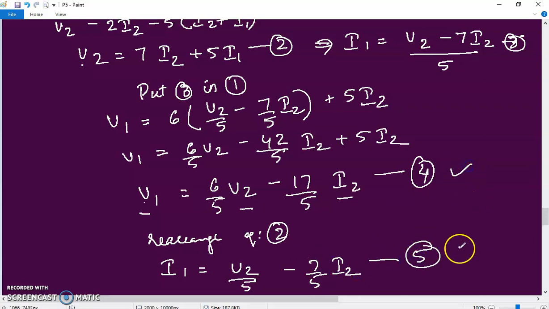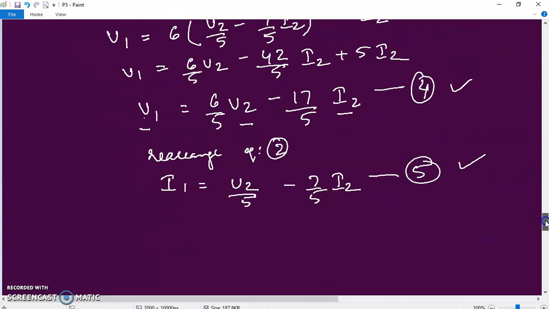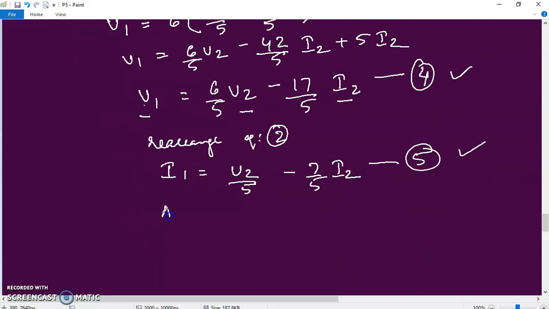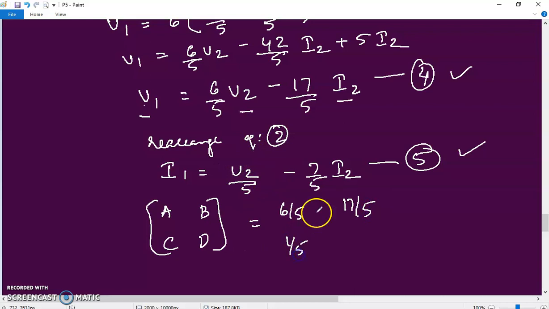So these are the two ABCD parameter equations, and from this we can write the ABCD parameters: A is 6 by 5, B is 17 by 5, C is 1 by 5 and D is 7 by 5. These are the ABCD parameters.